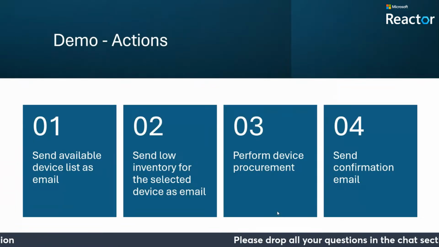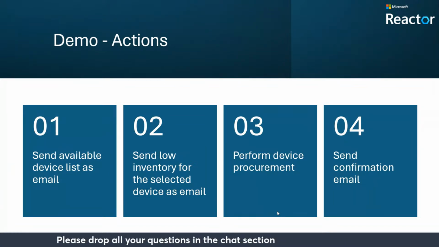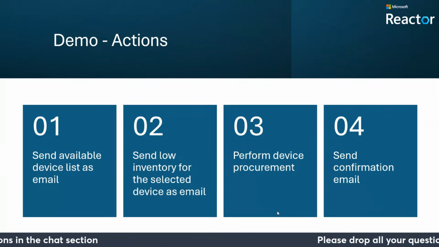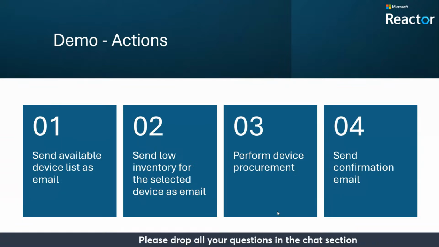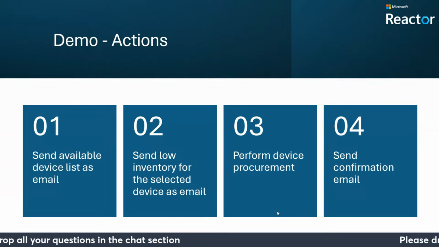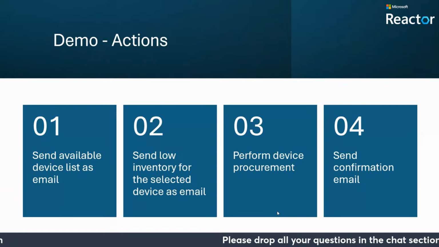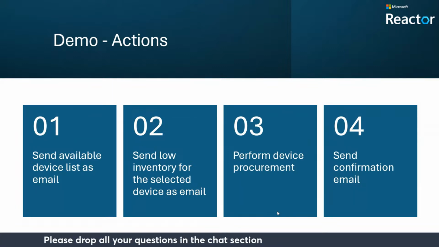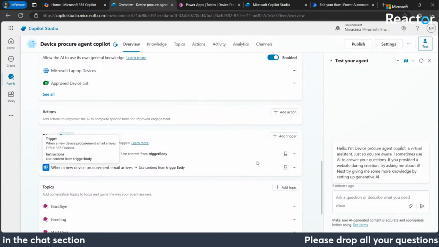And then we need to create four actions. One is for sending the list of approved device list as email to the new employee. And then another is sending the low inventory warning for the admin. And then sending an email confirmation to the new employee that the device procurement has been completed. And then we need to have another action performing the actual device procurement and entering the device procurement details in the Dataverse table. So these are the four actions we need to create. I am going to create all the four actions.